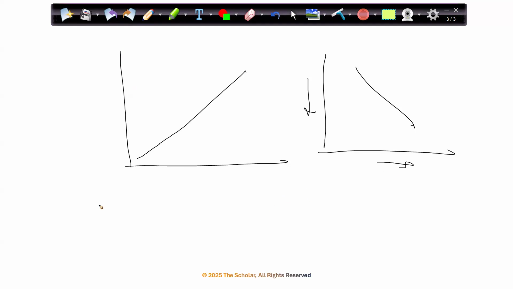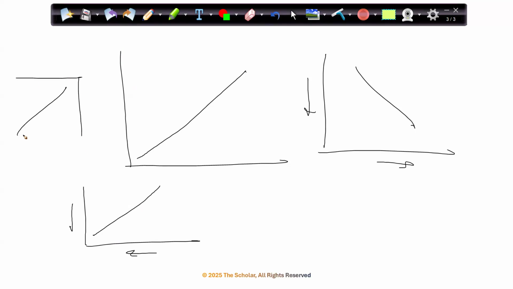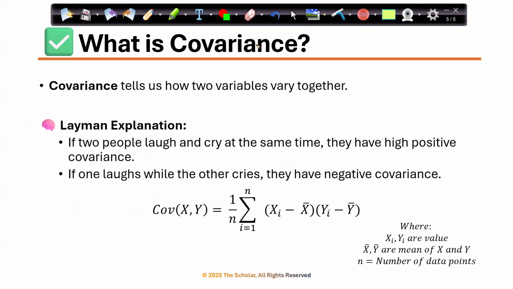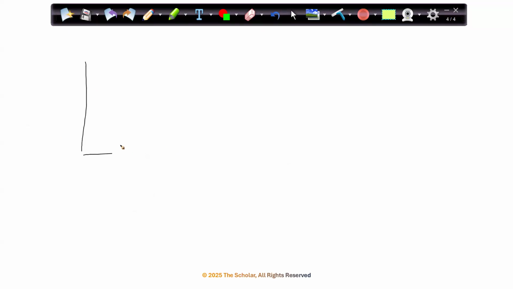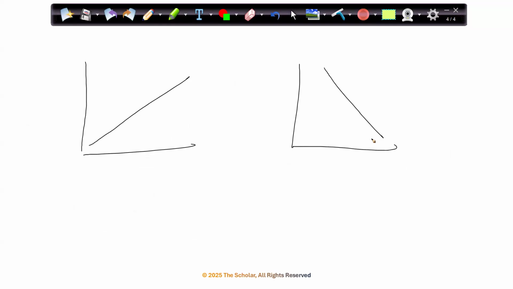When both are decreasing, what does it look like? It's something like this only, right? Or maybe something like this. It's positive only. Because at the end, you have to understand the slope, right? Slope is like this. Here the slope was like this.